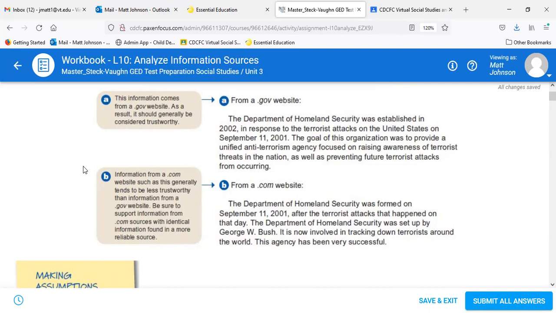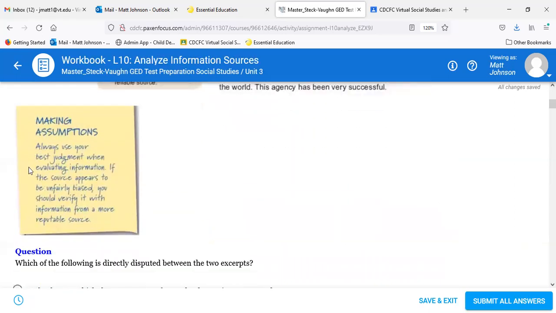Be sure to support information from .com sources with identical information found in a more reliable source. So if you find something on a .com website, you want to be a little suspicious of it, a little skeptical. Think about what you're looking at. Is this reliable information? And below here, it says making assumptions. Always use your best judgment when evaluating information. If the source appears to be unfairly biased, you should verify it with information from a more reputable source.